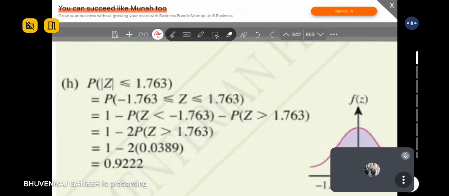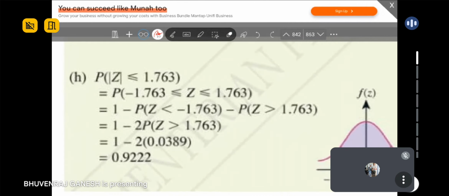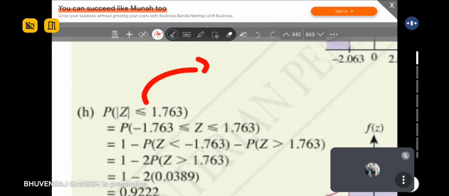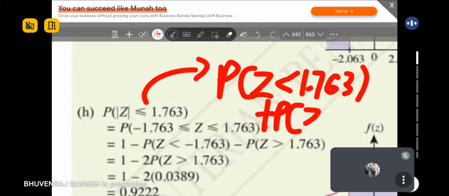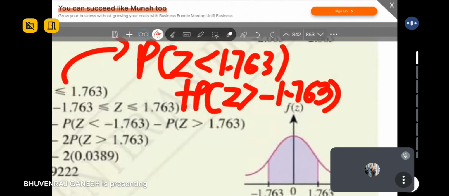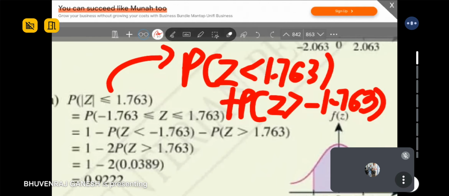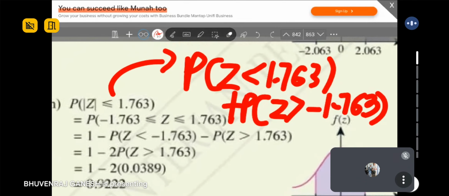So, for question H, exactly the same concept. Okay? Konsep sama saja. It's just that your inequality sign over here change. Okay? Dia tukar. Okay? Actually, for this question, you can split like this. Okay, so you write like this, 1.763 plus probability Z greater than negative 1.763. Okay, kamu boleh tulis macam ni juga pun boleh. Okay, but then if you use this method, it will be slightly longer. Dia akan lebih panjang sikit saja. Tapi masih jawapan sama. Okay?